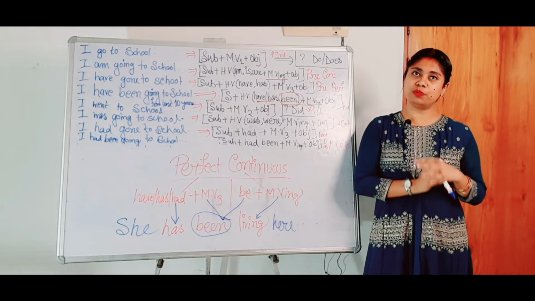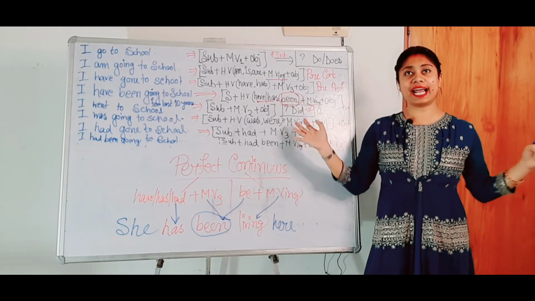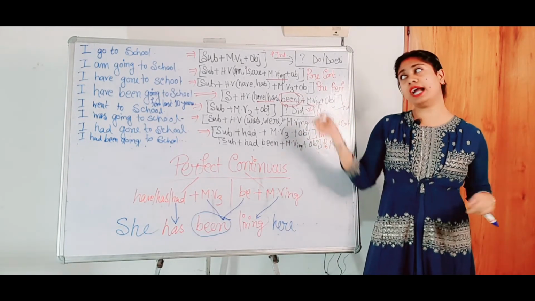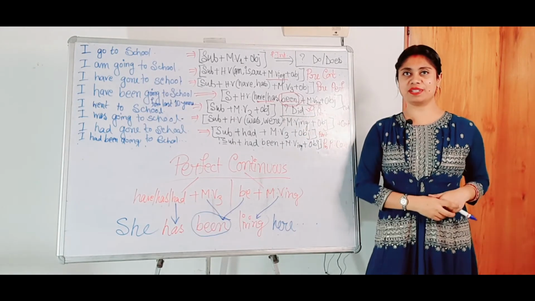So don't forget to put have been going, has been going, meaning have, has, had, been. Don't forget to write that while you are using the perfect continuous tense.